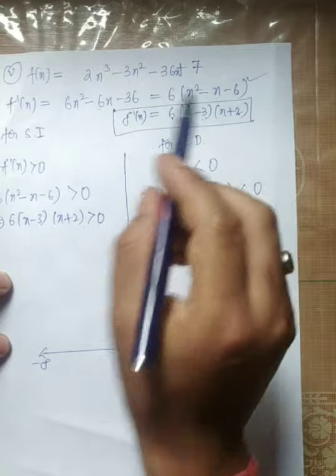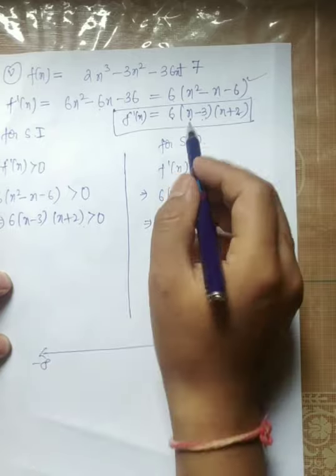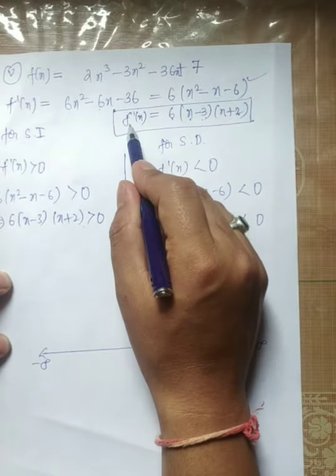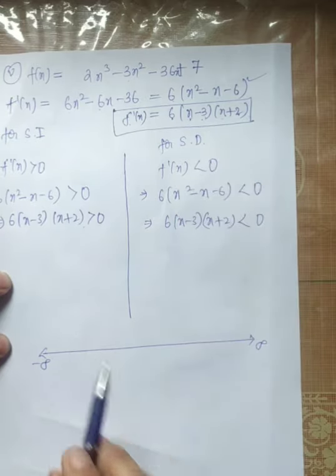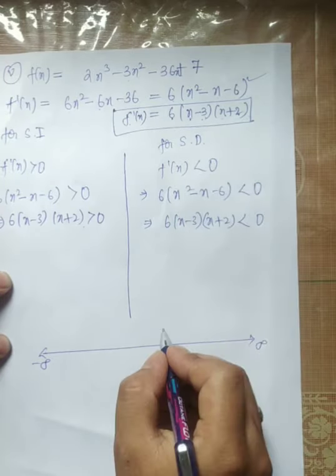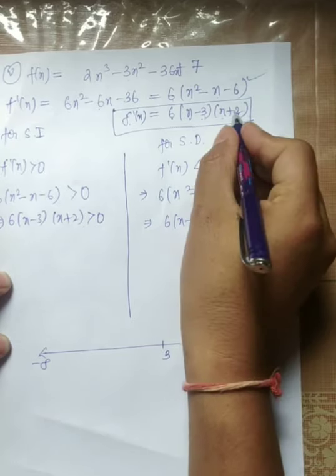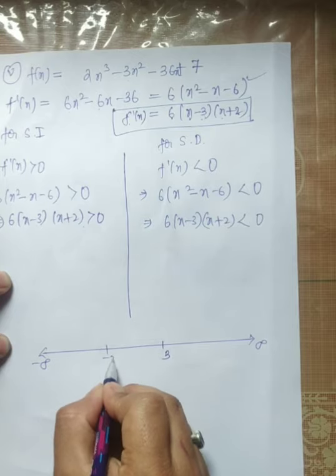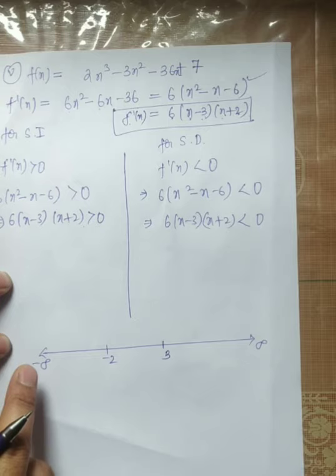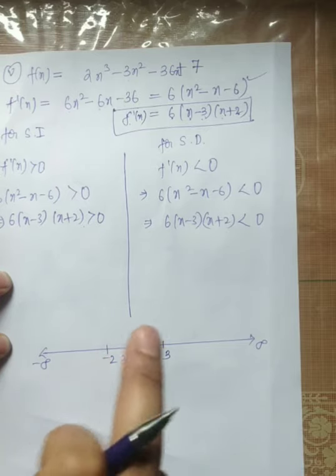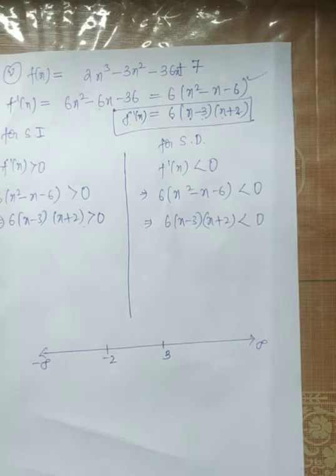Once again I am repeating, at what values of x is f dash of x equal to 0? At x equals 3 and at x equals minus 2, isn't it? So these 2 points are very, very important here. So I'll put x equals 3 on this side, and x equals minus 2 on this side. So now there are three intervals: minus infinity to minus 2, minus 2 to 3, and 3 to infinity.